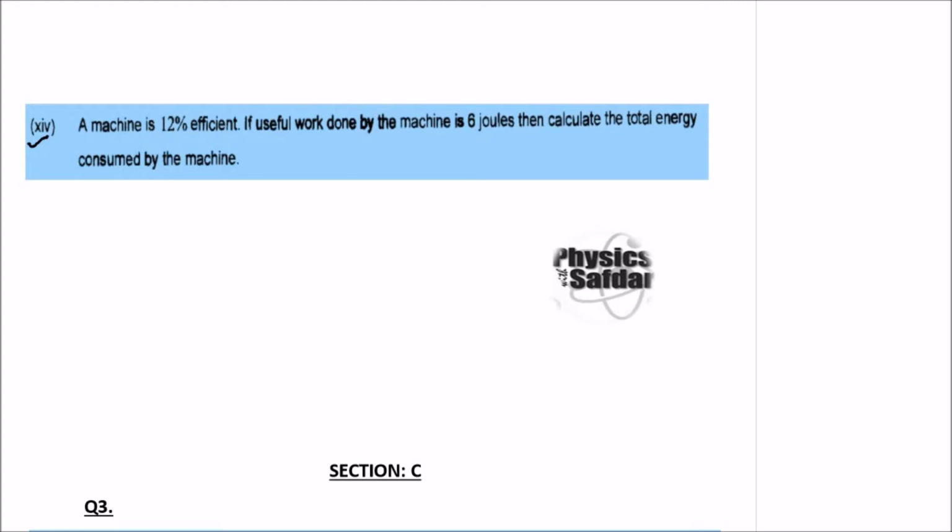First write the information given and required. We have value of efficiency 12%, so you can write efficiency is given 12%. Then work done by the machine is 6 joule. Work done by the machine, that is the useful energy converted by that machine. So you can write this is output work done or useful output energy.